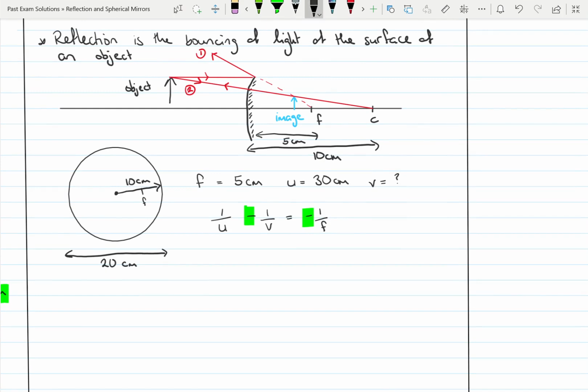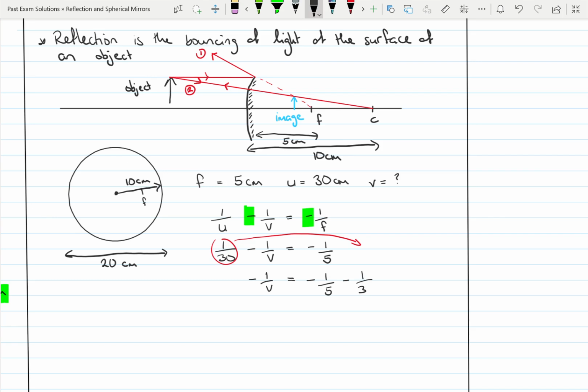Okay, so let's start filling in our information. 1 over 30 minus 1 over V is equals to minus 1 over 5. Next thing we need to do, bring our 1 over 30 across the equal sign, so that we've what we don't know on the left hand side, in this case V, and everything we do know, all our known values, on the right hand side.